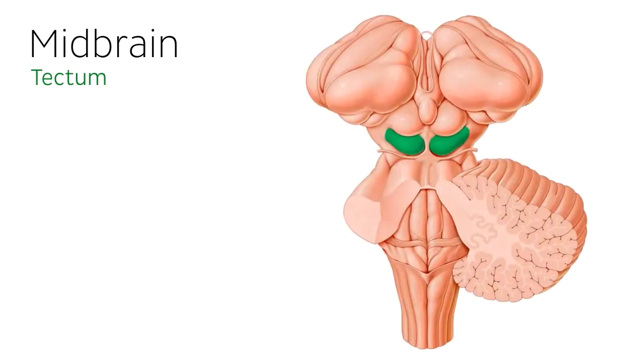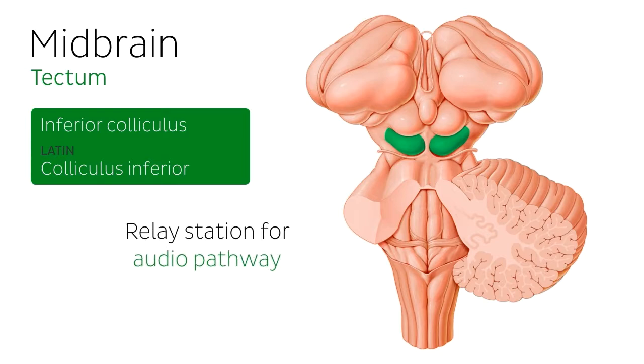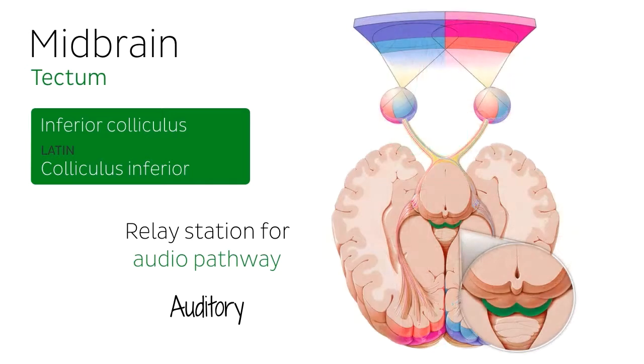Just below the superior colliculi are the inferior colliculi. The inferior colliculi are the central relay station of the auditory pathway, and therefore their function is primarily auditory. In this image, you can see the inferior colliculi and their relationship to the audiovisual pathways.